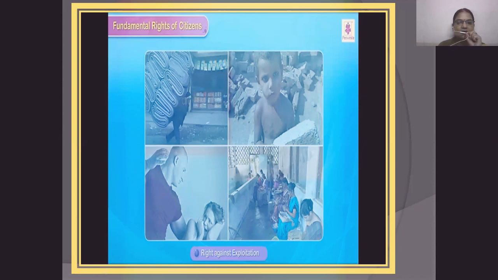So child labor is banned. Children below the age of 14 years cannot be forced to do work in harmful places such as factories, mines, carpet making units, or tobacco processing units, etc.